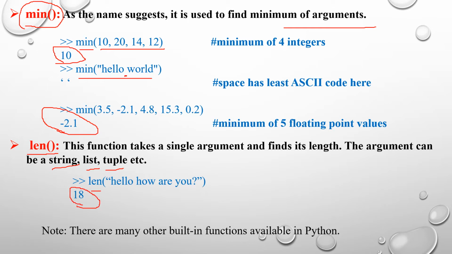The main function of length is that it counts the number of characters. Here this is the first, second, third, fourth, fifth. The Python interpreter is going to count the spaces too. This is 7, 8, 9, 10, 11, 12, 13, 14, 15, 16, 17 and 18. So it will give 18. There are many other built-in functions available in Python. We will discuss them later.